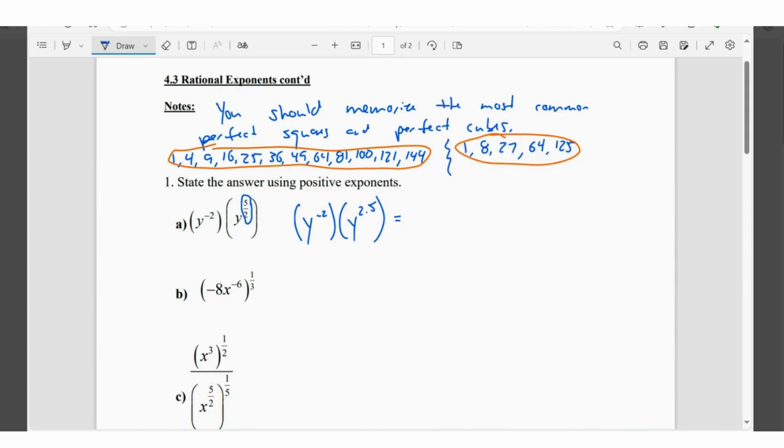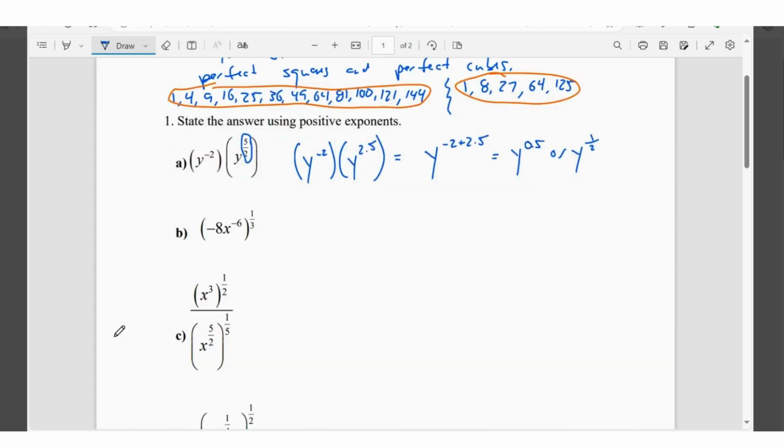And now we have the same base, and we can add the exponents. Y to the power of -2 plus 2.5. And -2 plus 2.5 gives us y to the 0.5, or y to the half. Very good.